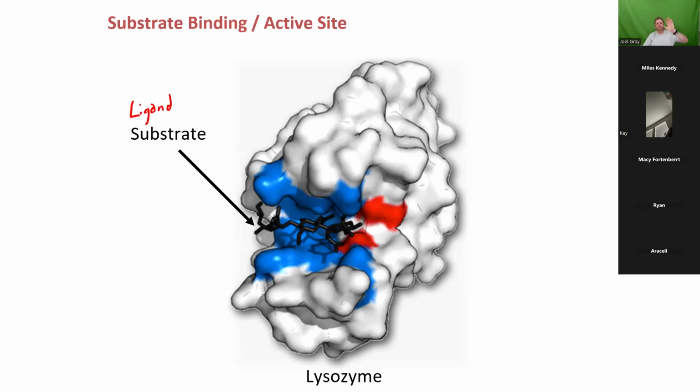Now let's switch it up. My left hand is an enzyme. This is my substrate. Listen closely.